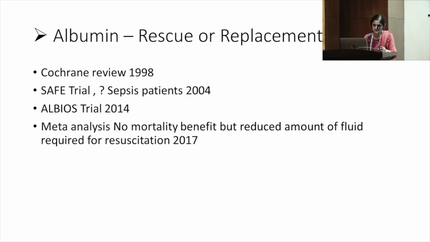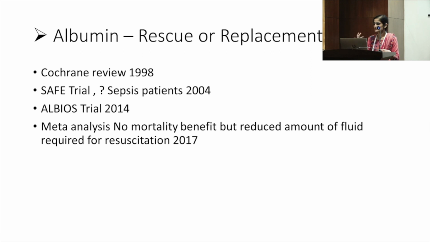Coming to albumin, the journey of albumin from rescue to replacement. Initially, a 1998 review told us that it is harmful to use albumin. The SAFE trial told that you can use either albumin or saline. There is a subgroup analysis in patients of sepsis which showed that probably there is benefit of use of albumin, but this was not confirmed in subsequent studies. Looking at the meta-analysis, this is a recent one.